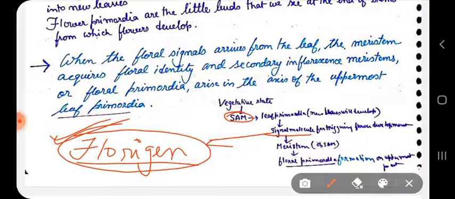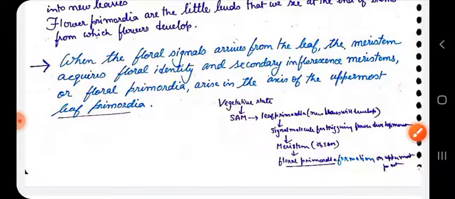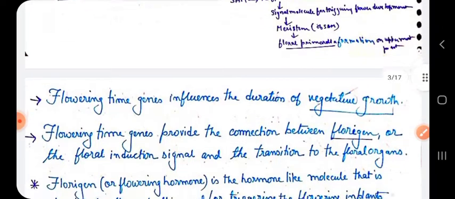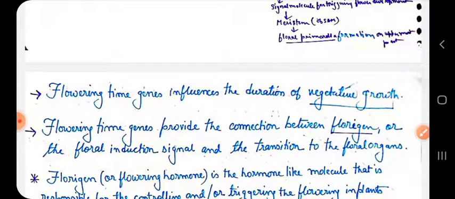Okay, from there, so the floral primordia, wait for a minute. Floral primordia are actually the little flower buds that we see at the end of the stems from which the flower will develop. And the floral primordia will trigger the genes that control the flower development. So in this way, your whole process is occurring. Now we will study mainly about the flower developmental genes, the genes that regulate the flower growth.